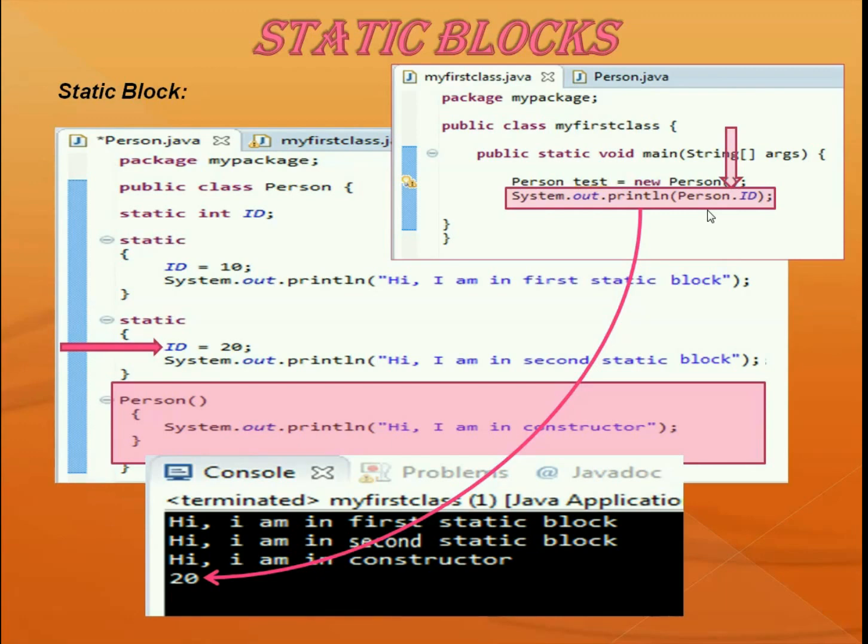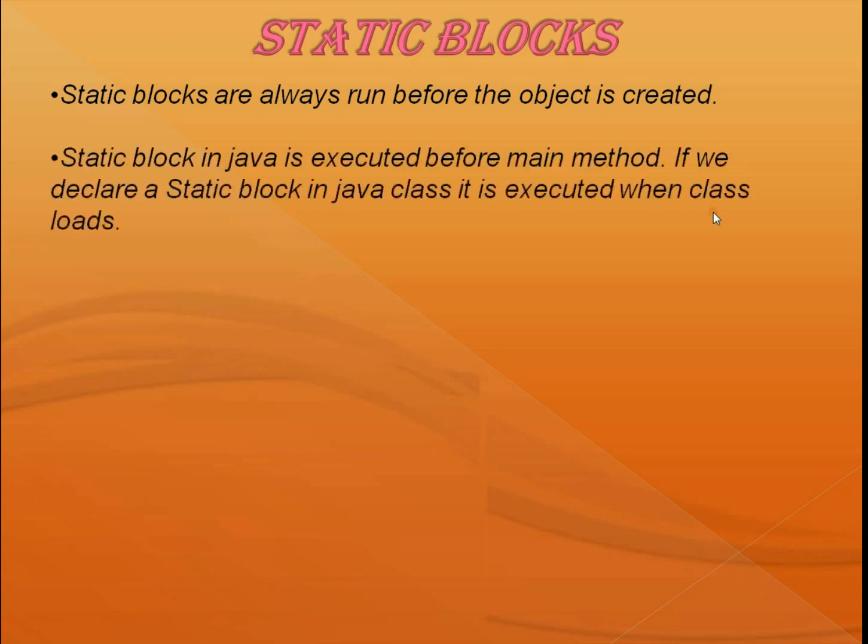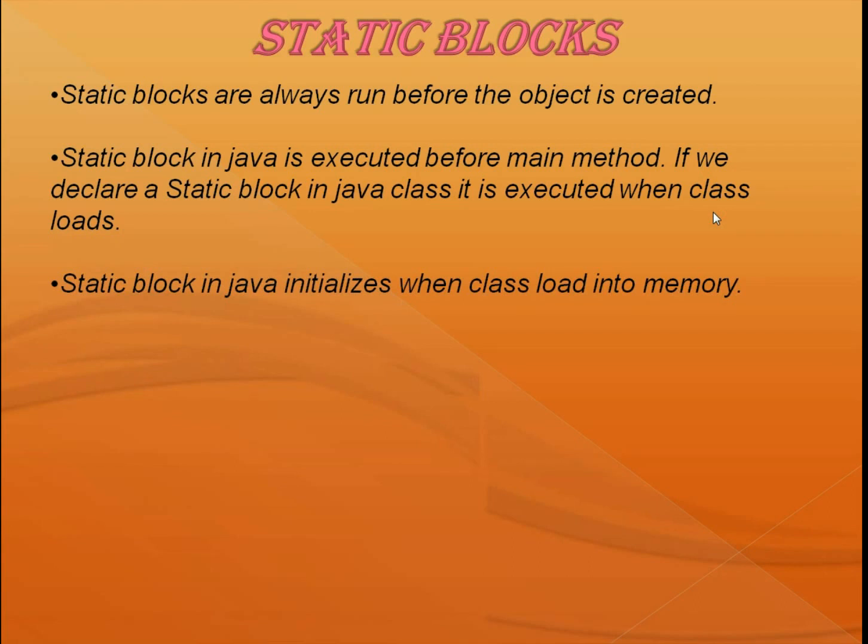There are some important points about static blocks. Static blocks are always run before the object is created. So that's why we have seen in my last program static block messages printed before the constructor message. Static blocks in Java are executed before the main method. If we declare a static block in a Java class, it is executed when the class loads. Static blocks in Java are initialized when the class loads into memory.